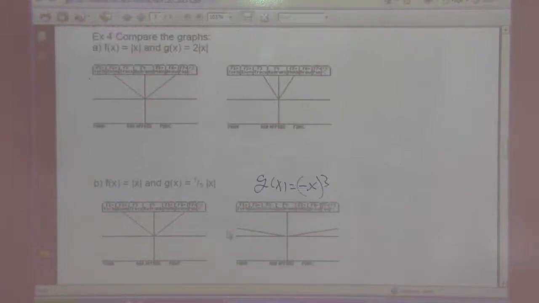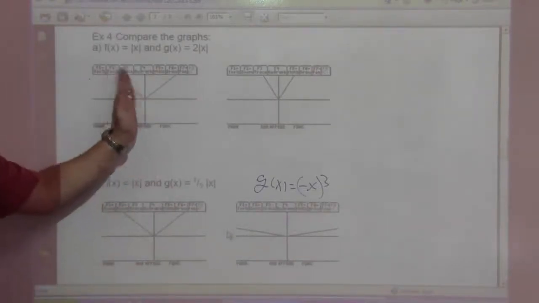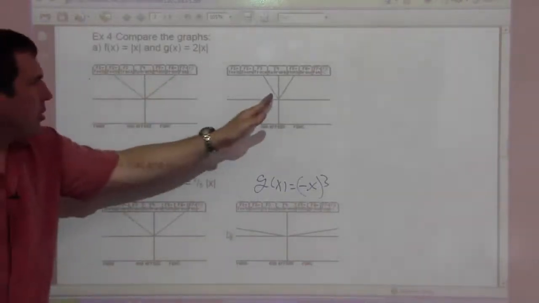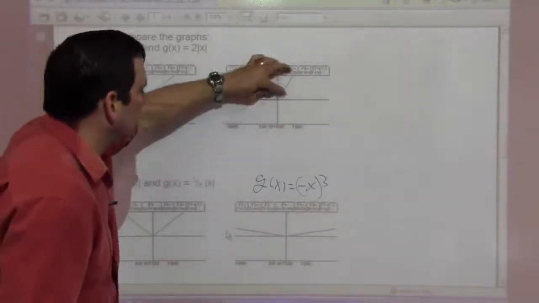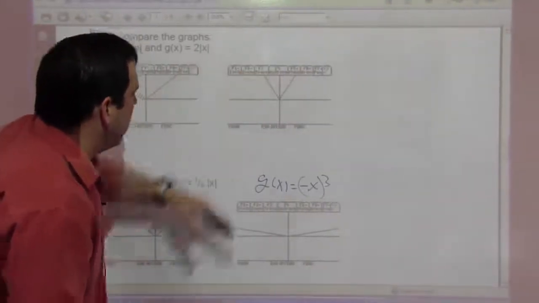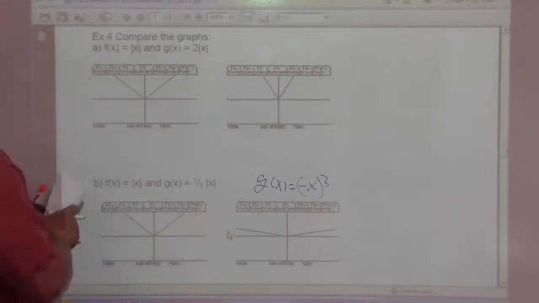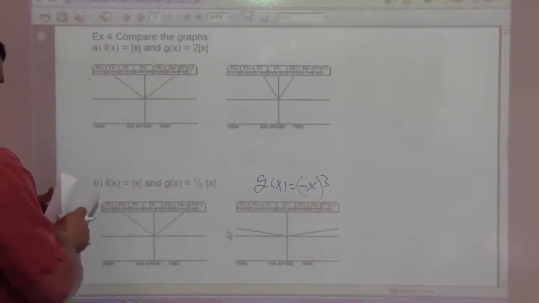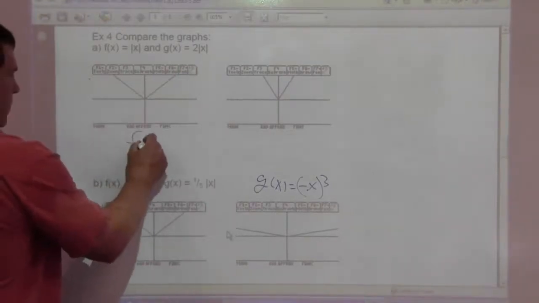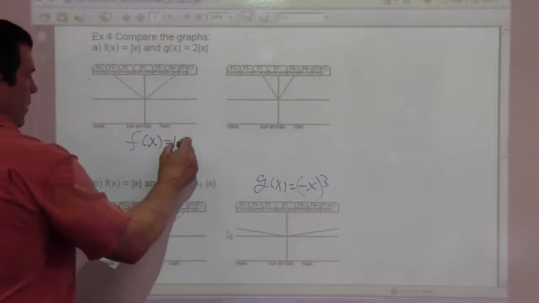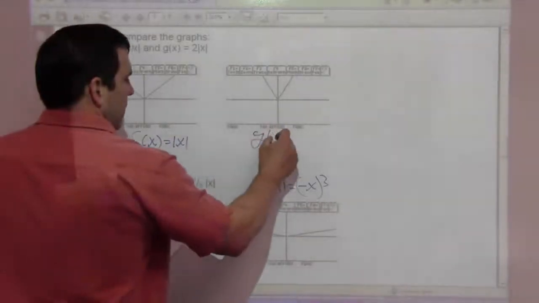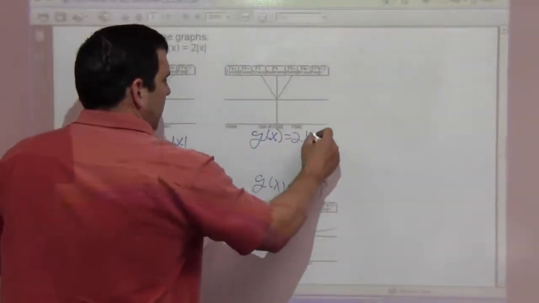So here we have f of x equals absolute value of x, g of x equals 2 times the absolute value of x. So everything is higher up. I didn't label these graphs, but the first one here is f of x. Here's g of x equals 2 times the absolute value of x.